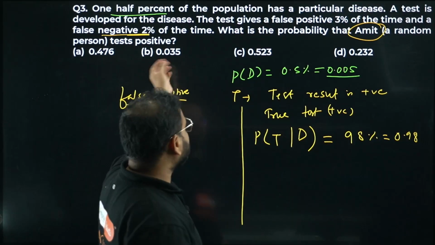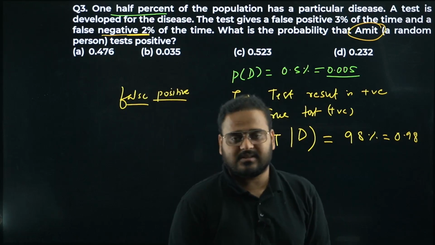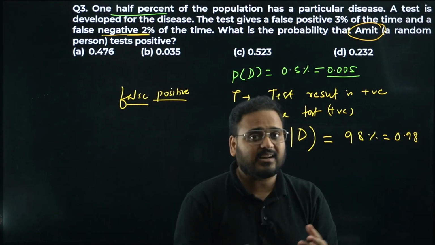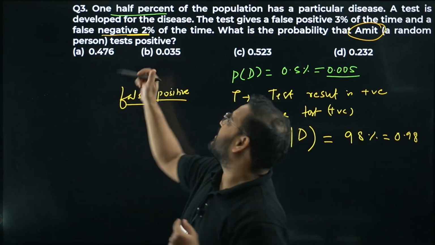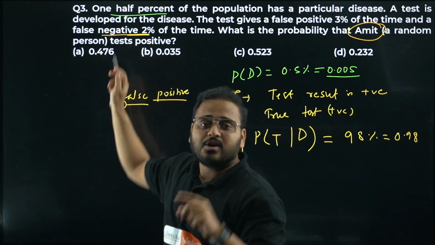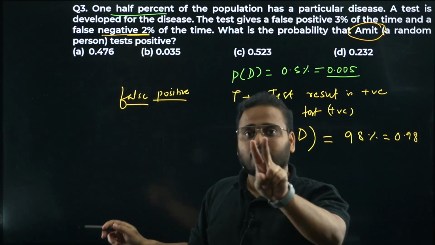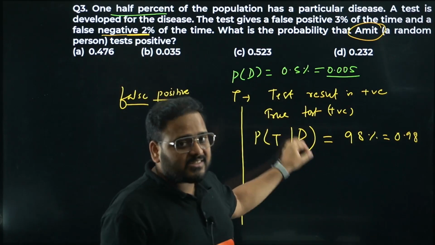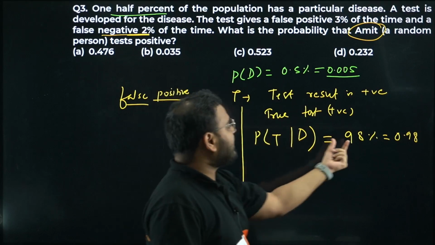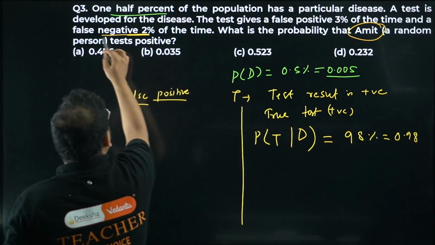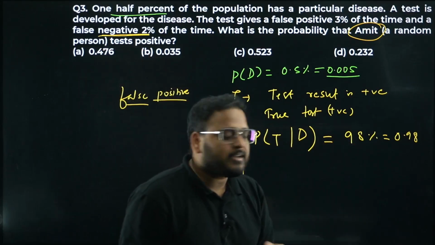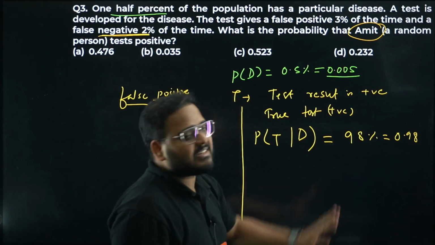There's an error. If somebody is sick with the disease and goes for the test, there are chances that even though they're sick, it might come out as a false negative. So we'll take this condition now. I have to remove that 2% error. So the chances of getting a positive test will be only 98%, because 2% is a false negative. So 0.98 is the probability.